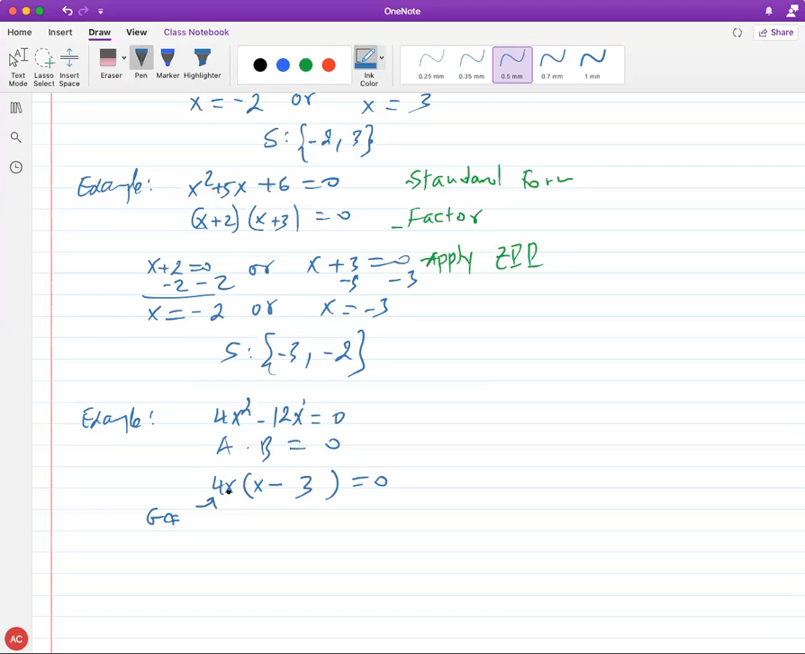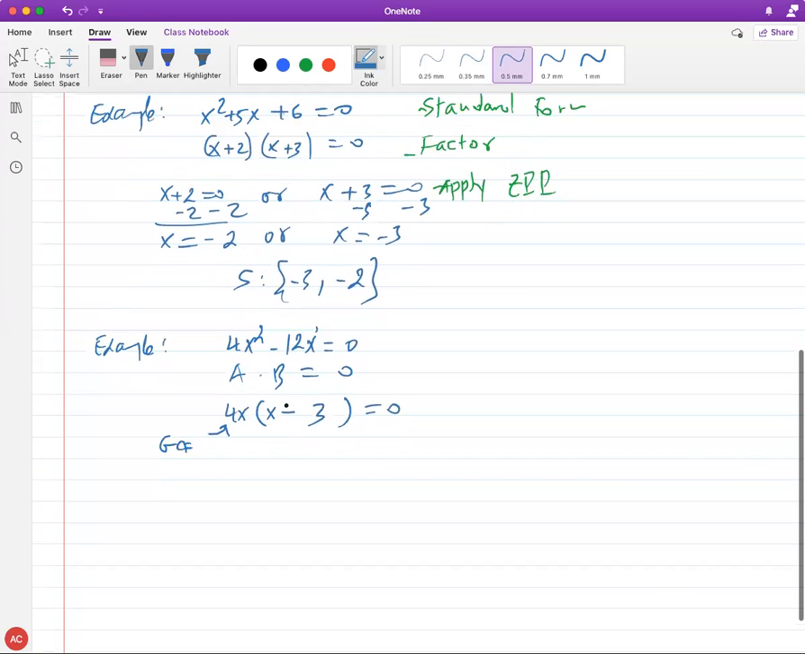So now as you can see, we have a product here. 4x times x minus 3. So this is the A and this is the B. Now we can use the zero product property. If A times B is 0, we're going to turn this into 2 equations. Either A is 0, or B, x minus 3, is 0. And divide by 4. And here we add 3.